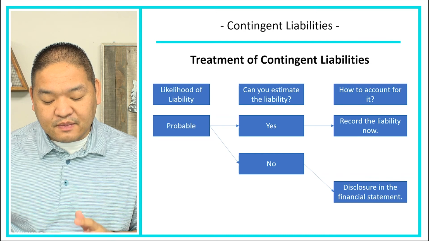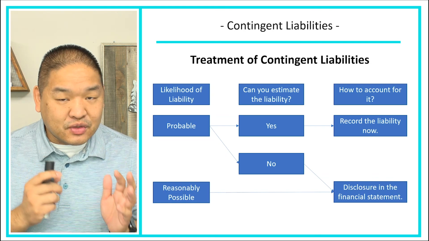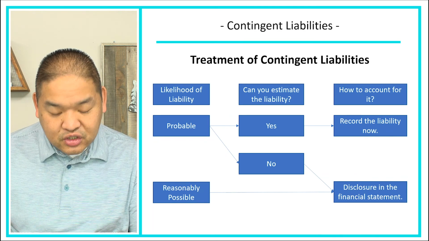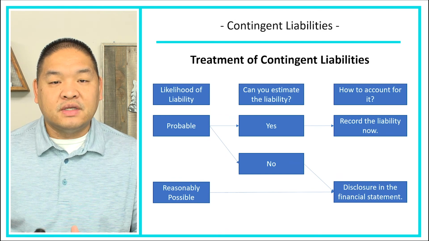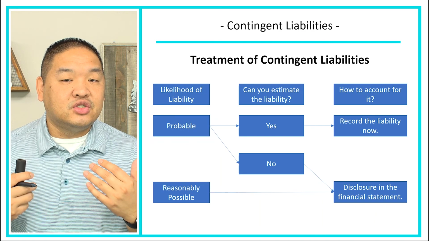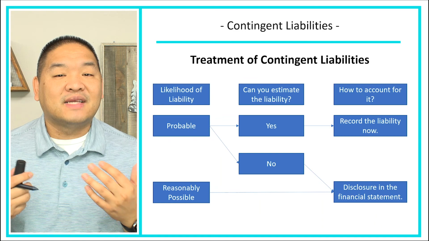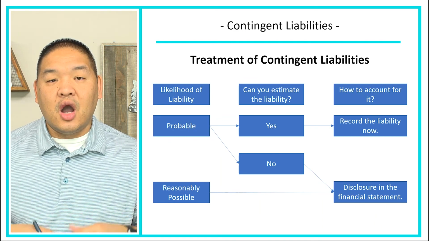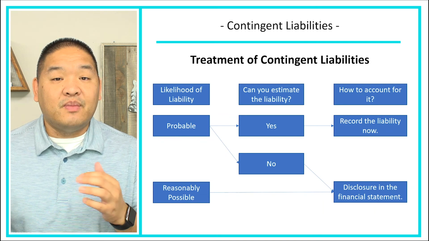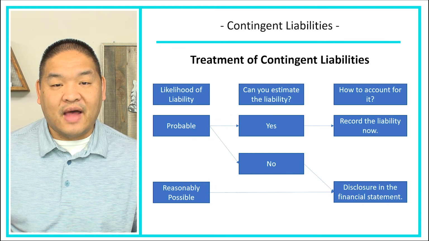Now, if the likelihood is that it's reasonably possible, but we're not absolutely sure, we're still going to report them in our notes, in our disclosures, in our financial statements, regardless of whether we can estimate them or not. So notice here, I don't have can we estimate it? We're just saying that if there is a reasonable possibility that we are going to owe some type of money, we're going to go ahead and just disclose that. Because it's not probable, we're not going to actually report them in our books as a liability.